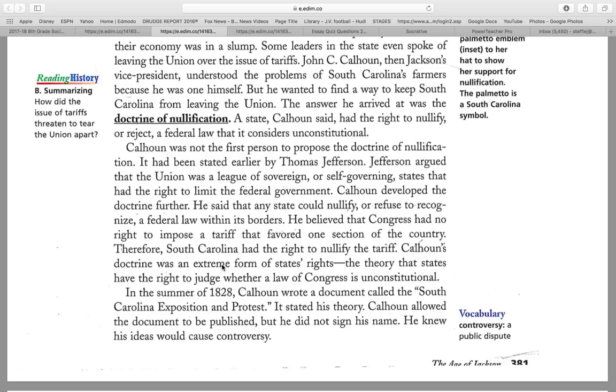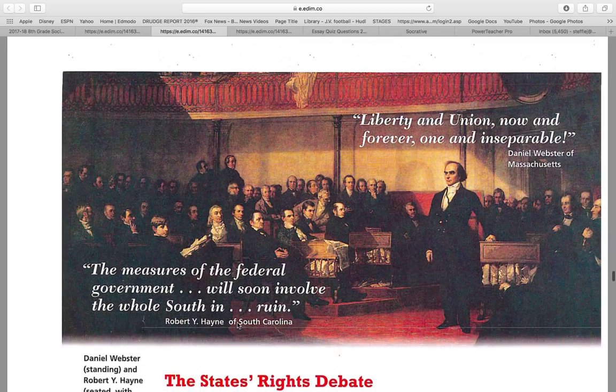Calhoun's doctrine was an extreme form of states' rights, a theory that states have the right to judge whether a law of Congress is unconstitutional. In the summer of 1828, Calhoun wrote a document called South Carolina's Exposition and Protest. It stated this theory. Calhoun allowed the document to be published. He did not sign his name. He knew the idea would draw controversy.